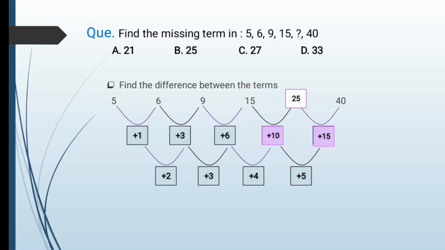In this case you will have to check whether these two terms will finally give me 40 as the next term or not. If they give me 40, I am on the right track, I am using the correct logic. But if not, you'll have to change your logic, you'll have to change your approach of thinking. So for this case I am getting 25 plus 15 as 40, which is the correct term. Therefore I've used the correct logic, and the missing term will be 25, that is option B.